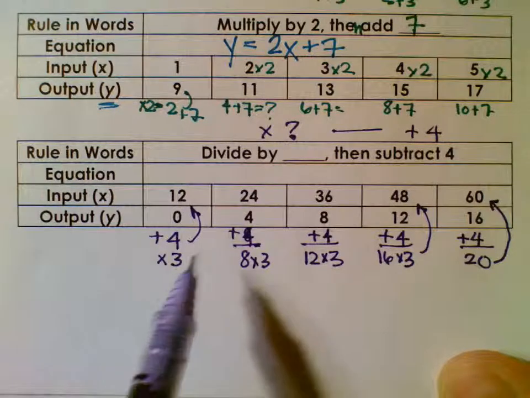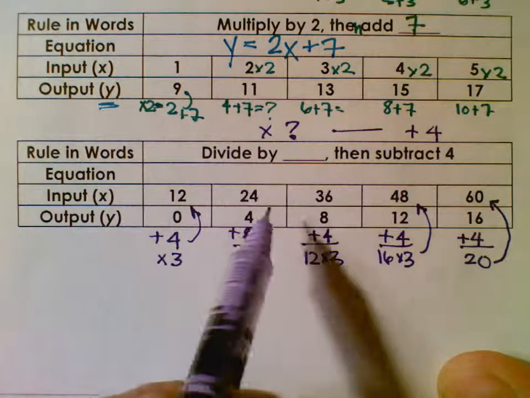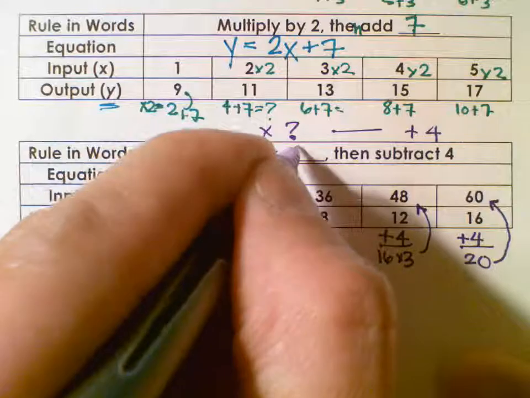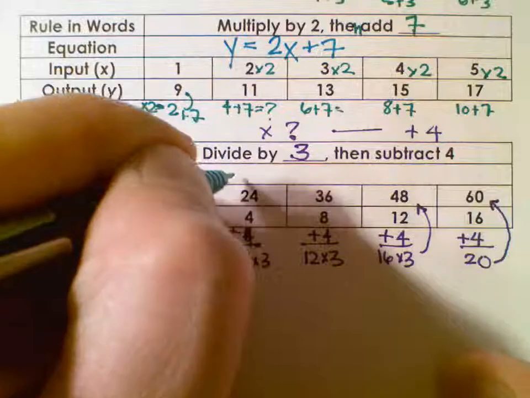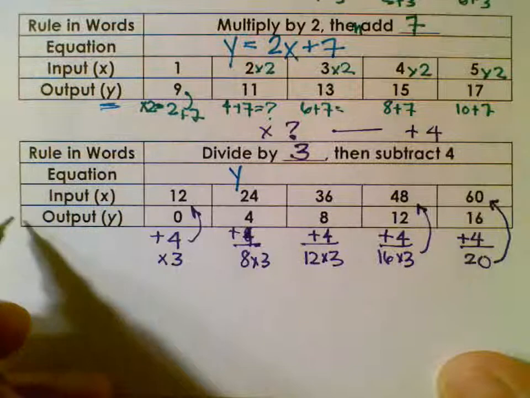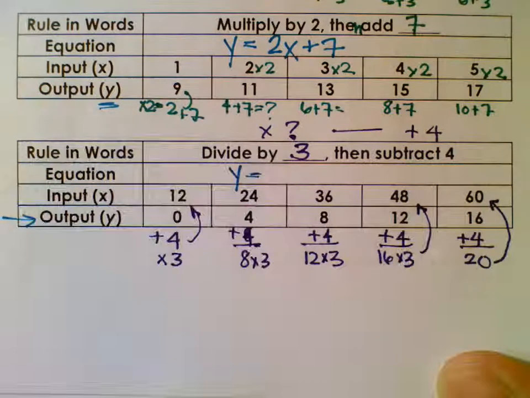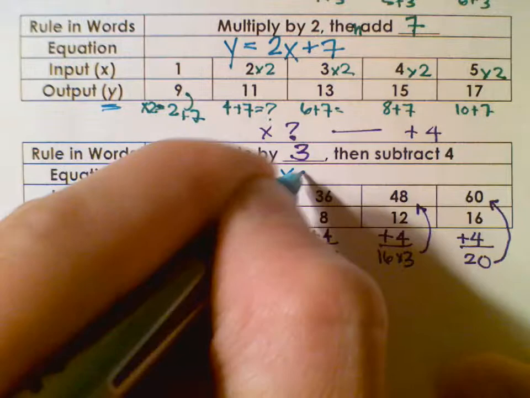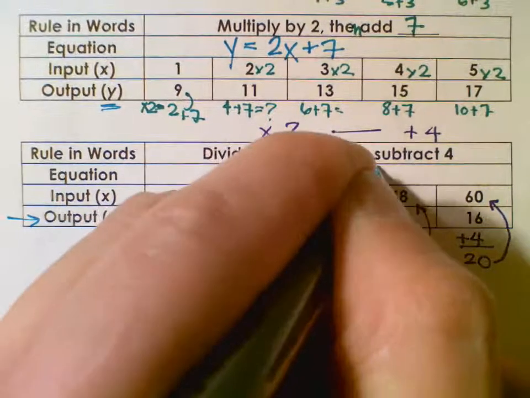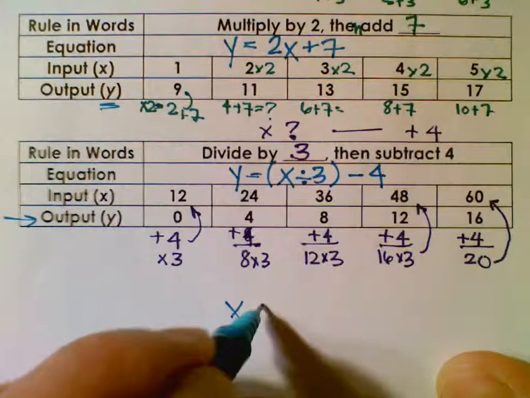So when we're dividing, and again, we did it opposite. So it's not multiply by 3, it's divide by 3. Okay, so as we write our equation, again, it's going to set it equal to y because that's our output. Y is equal to, and then what did we do? Well, we took our number x and we divided it by 3, and we can put that in parentheses, and then we subtract 4.